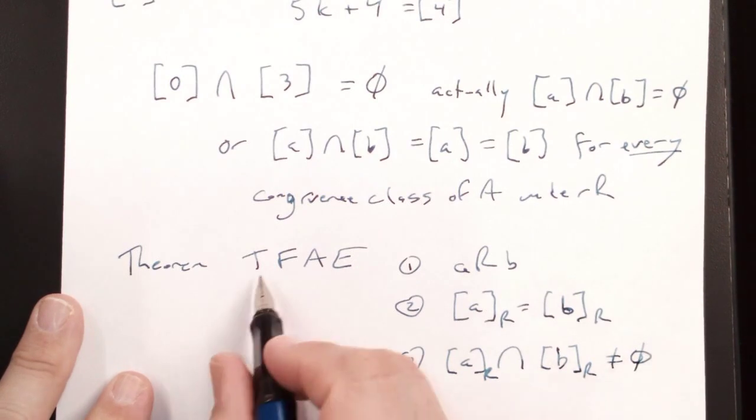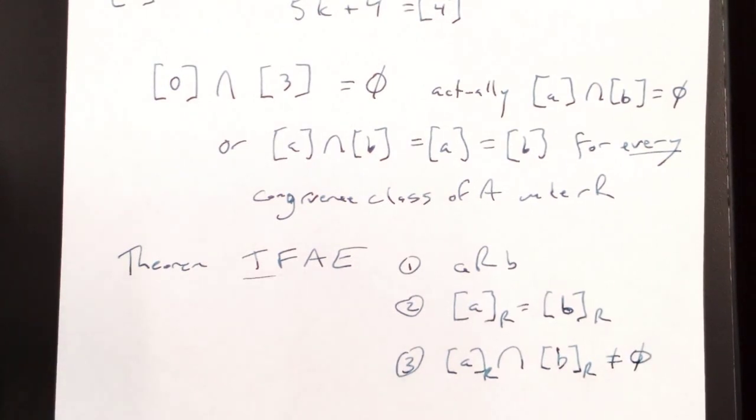I've used this abbreviation before. What does TFAE stand for? Been a long time since we've written this one out. The following are equivalent. We did this back in chapter 1, section 7 or section 8. I can use 1 to prove 2 and 2 to prove 3 and 3 to prove 1. So if one of them is true, they're all true. If one of them is false, they're all false.